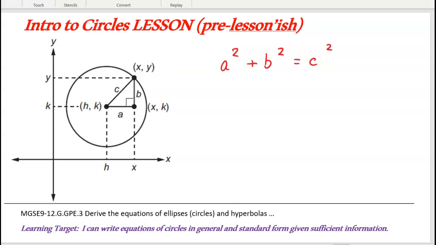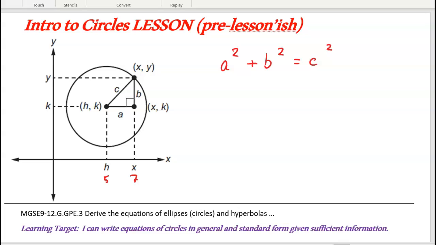So distance A is, so H is my X value for the center, and X is my X value for representing any point on the circle. So A can also be written as X minus H. Okay, let me give you an actual example. So let's say H is 5 and X is 7. How far is H from X, or how far is X from H? It's 2 spaces, 7 minus 5. So we would say that A is 2.